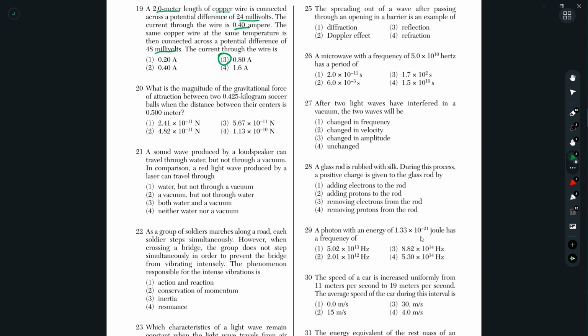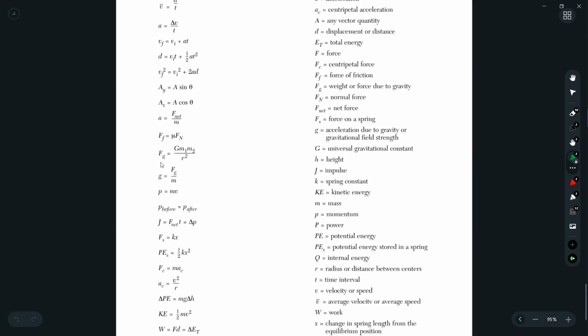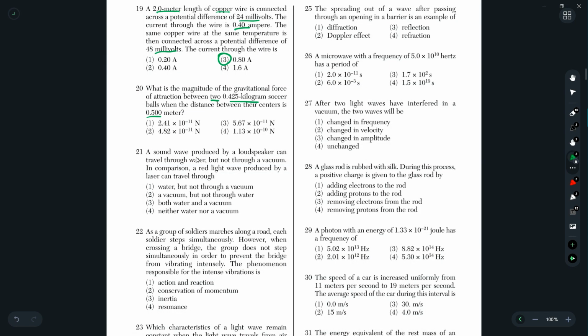What is the gravitational force of attraction between two soccer balls of this mass when their distance is this far apart? Okay, gravitational force between two objects means the big gravity equation here. So G times m1 times m2 over r squared. This is kind of gross because it's three very small numbers. I'm going to do the math on a calculator real quick. I got 0.425 times 0.425 divided by 0.5 squared, and multiply that by 6.67 times 10 to the negative 11. It's 4.82 times 10 to the negative 11, which is choice 2.